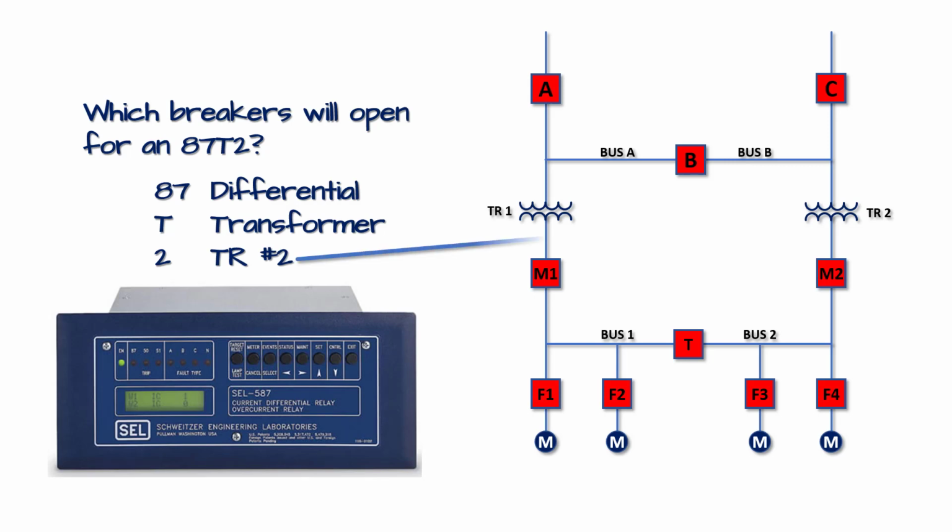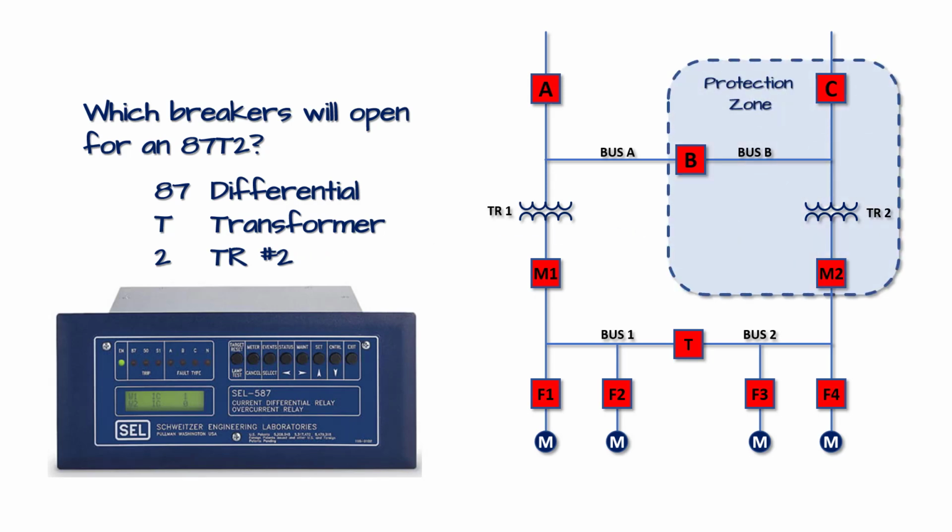That's this guy right here. So here's the protection zone for TR number 2. Any breaker that can contribute to the fault of TR2 must be open. So if you picked B, C, and M2, you got it.